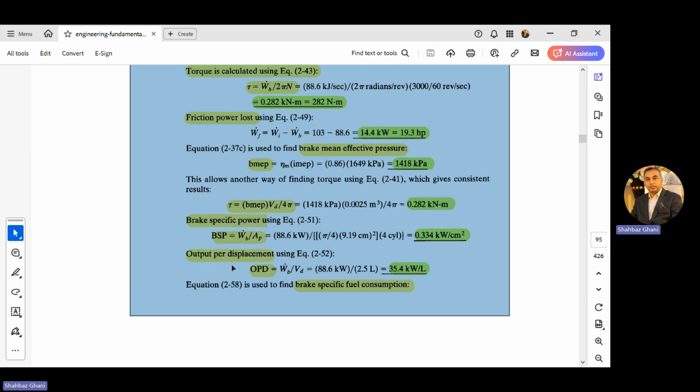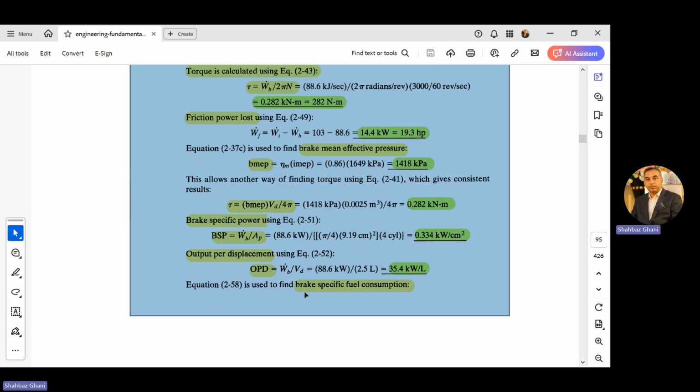Now output per displacement. Brake power divided by Vd, the volume of the engine. The brake power is 88.6 kilowatt and the volume of the complete engine, 4 cylinders, is 2.5 liters, so the output per displacement comes out to be 35.4 kilowatts per liter.